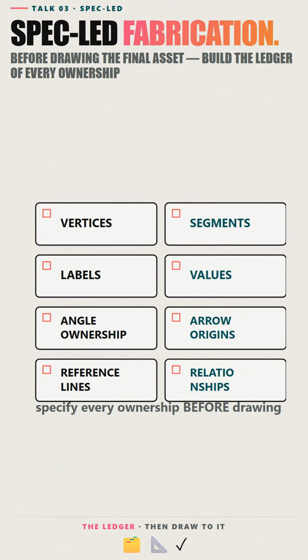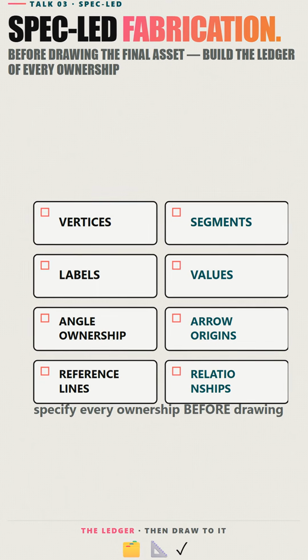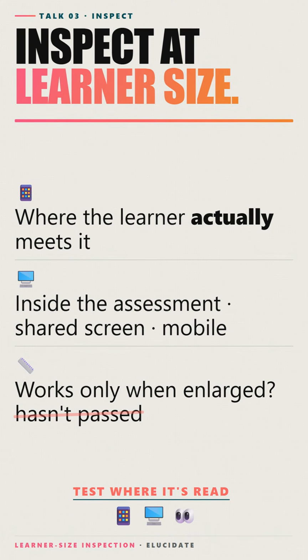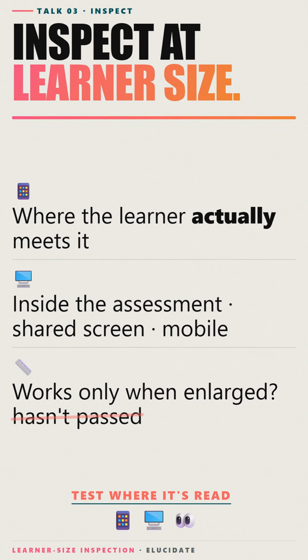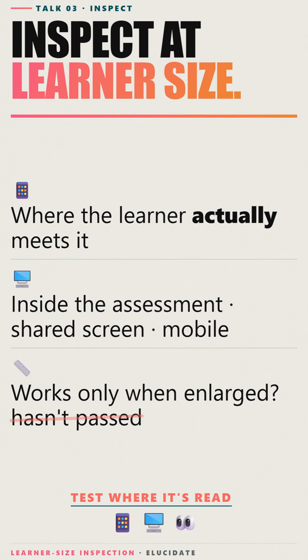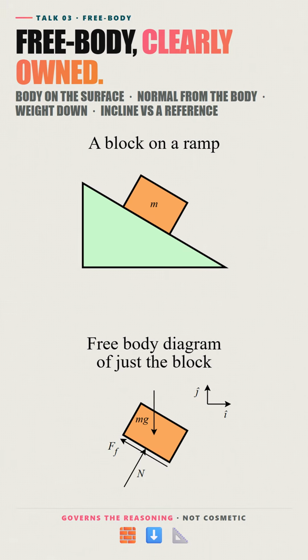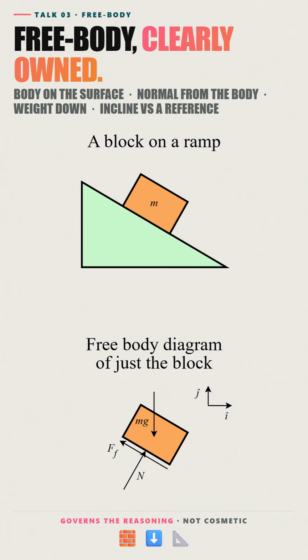That is why I favor specification-led diagram fabrication. So I need you to listen carefully. Before drawing the final asset, create a ledger of vertices, segments, labels, values, targets, arrow origins, angle ownership, reference lines, and the exact relationship between the visual and the question.